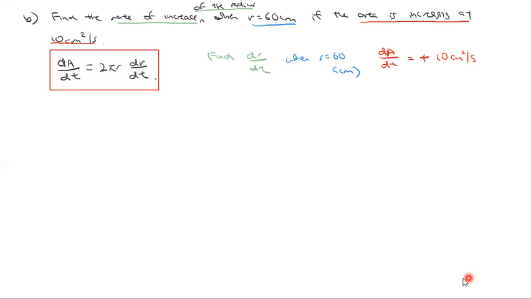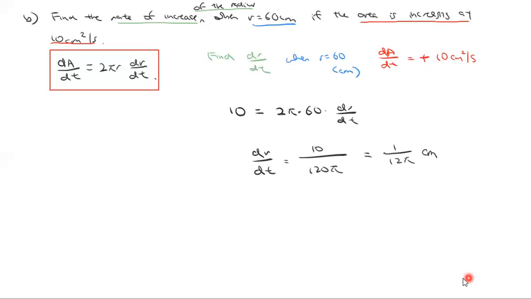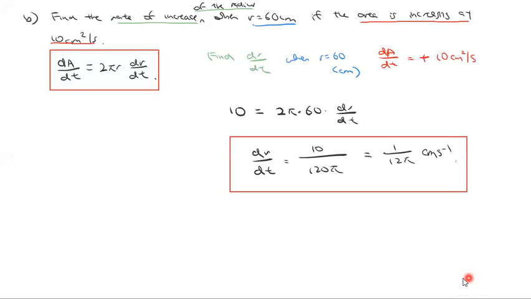Does that make sense? All right, then it's just a question of subbing in numbers. We know this is 10, and all the units match, so we don't need to do anything. So 10 equals 2 times pi times 60 times dr/dt. And you obviously just solve for dr/dt. You'll notice that it's 10 on 120 pi, which is going to be 1 over 12 pi centimeters per second. Are you clear with that? Any questions at all with that?